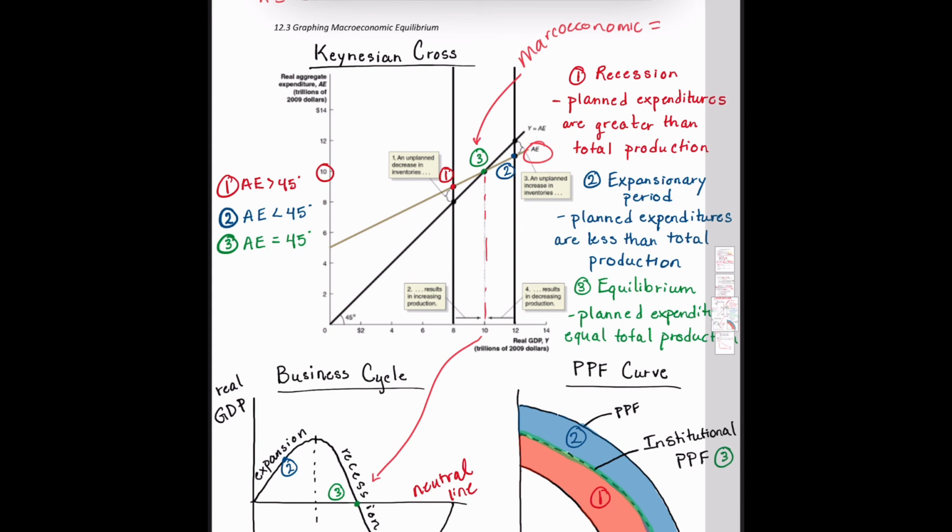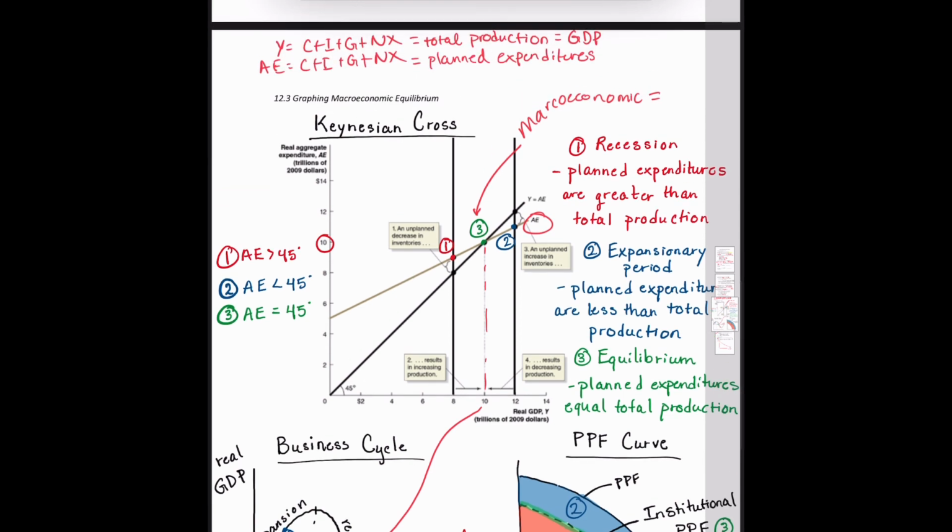So it is important to understand that when there are unplanned changes in inventories, we do see changes in real GDP compared to real aggregate expenditure. Remember, aggregate expenditure is our planned expenditures, right? So if our planned expenditures are greater than our actual production, we need to move back towards macroeconomic equilibrium. We need to increase production to get back to point 3, where AE equals our 45-degree line.